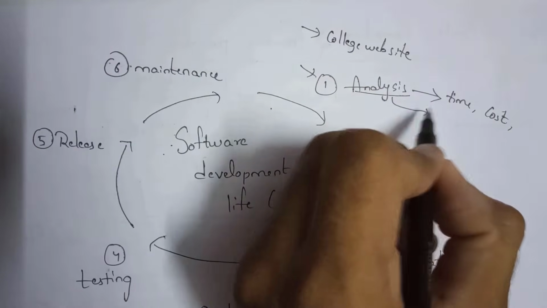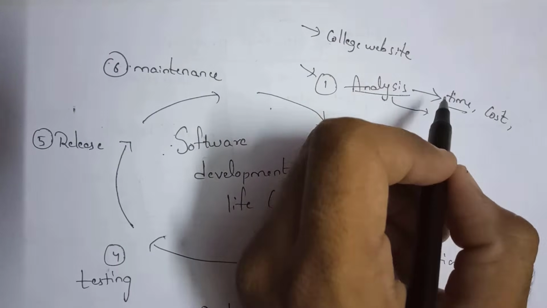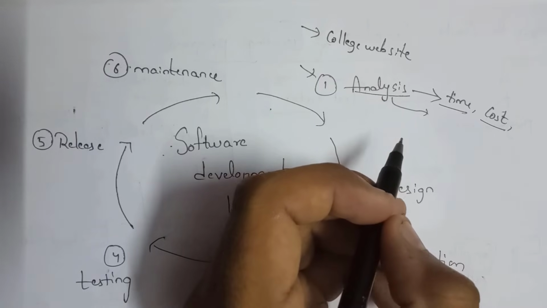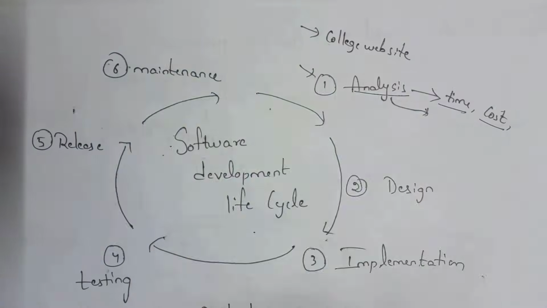In this phase, we need to identify the time this software requires to complete, how much it will cost, and what programming languages we require in order to complete this project. All these are identified in the analysis phase. After analysis, the next phase is designing.